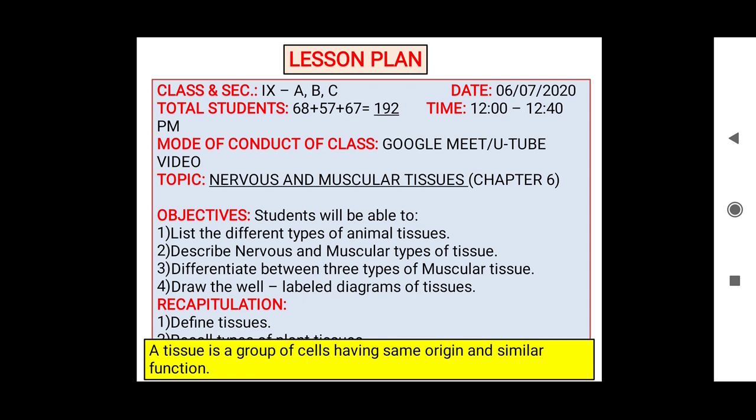Tissue is a group of cells having the same origin and similar function. Same origin and similar function. This is very important, that the whole group of cells will be performing similar types of functions.